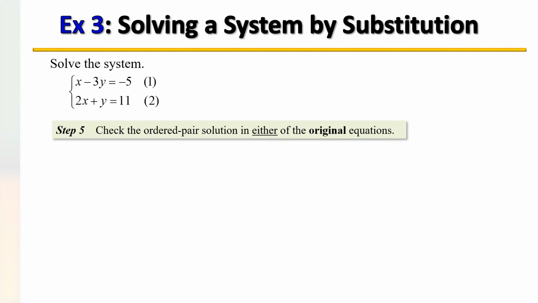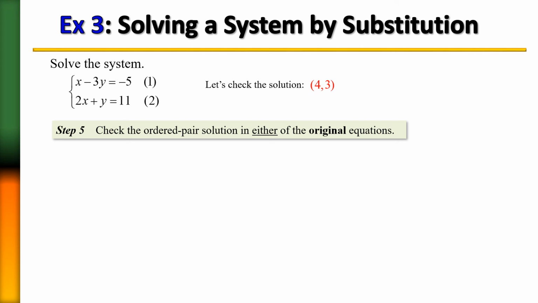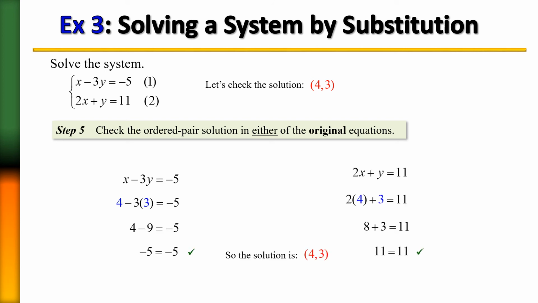Now that last step, step 5, is optional. And that's just simply checking your answer by plugging the solution back into both equations to see if it is indeed a solution. So when you plug in a 4 for x and a 3 for y into both equations, if it leaves you with a true statement where both sides are the same, then that is your proof that it is indeed your solution. So we see here that yes, our solution is (4, 3).